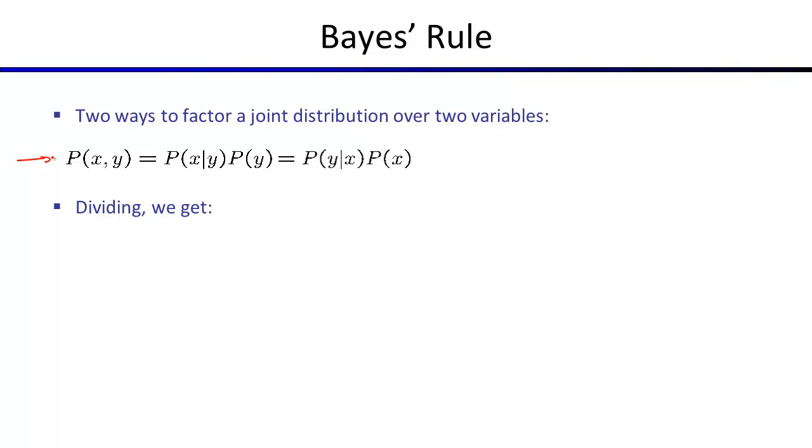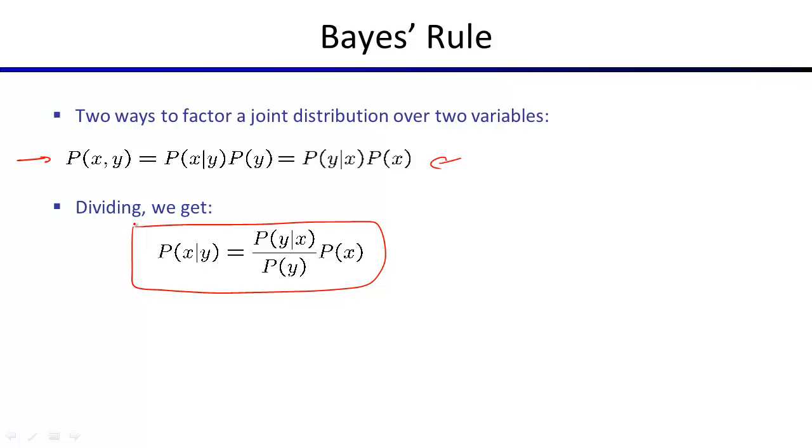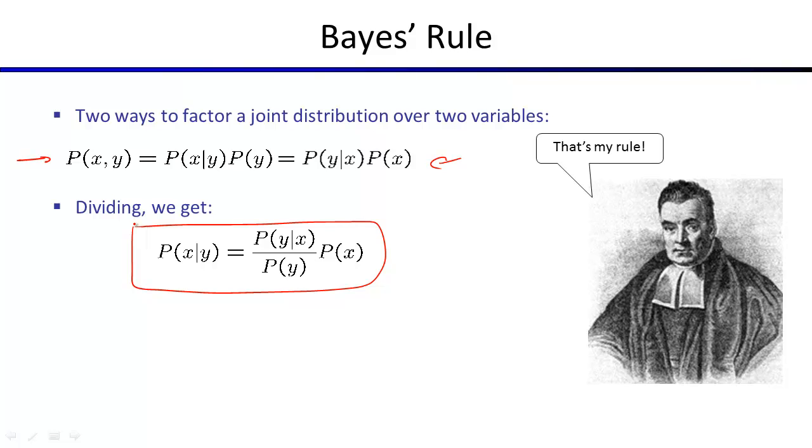You can apply the product rule in two orderings, which gives you two different ways of writing out the joint between x and y using a conditional and a marginal. If you now divide both sides by p of y, you get this expression over here. And this particular expression is so useful that it's gotten a name of its own. This is Bayes' rule.